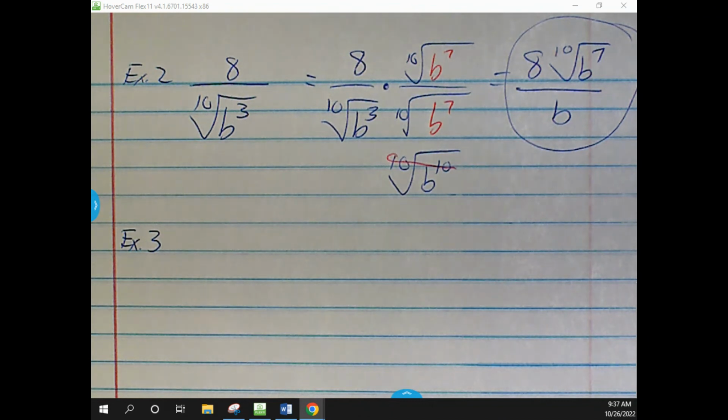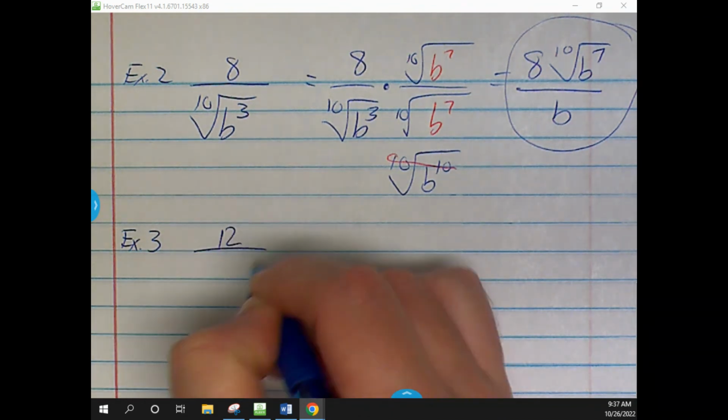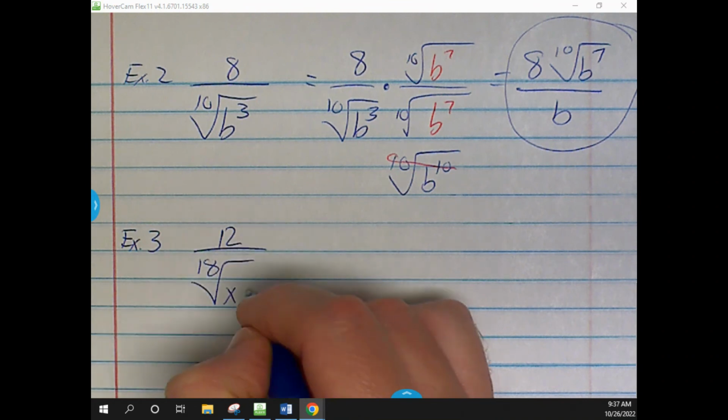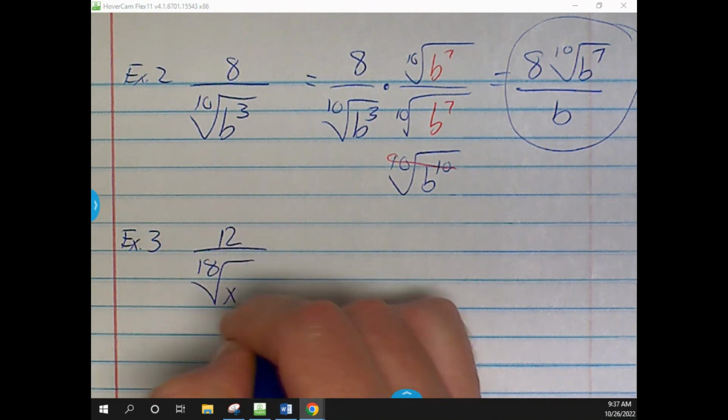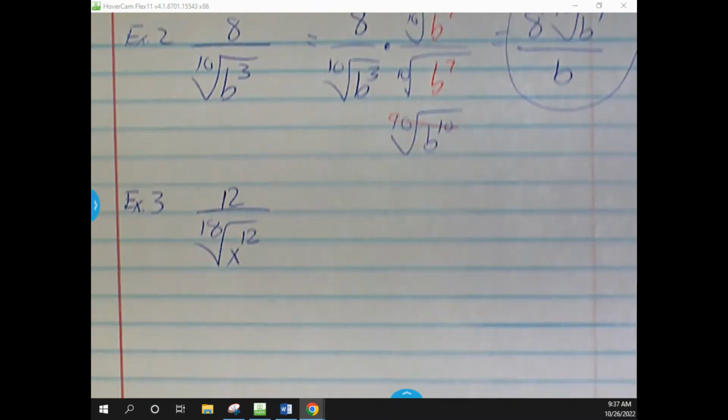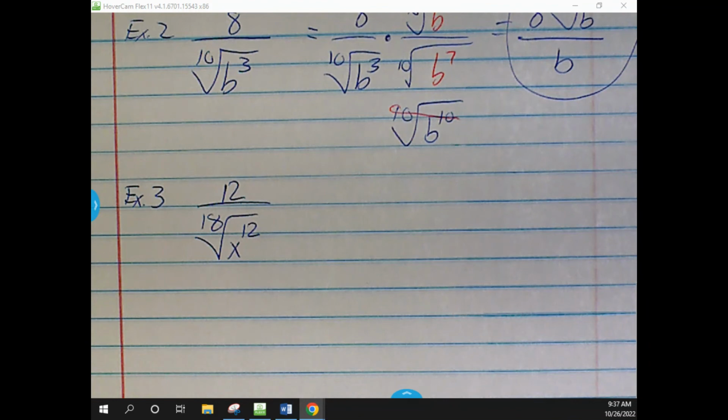Okay. Let's do this. Let me give you one more with just the variables. Let me sneak in one without any variables. Let's go 12 over the 18th root of x to the 12th.